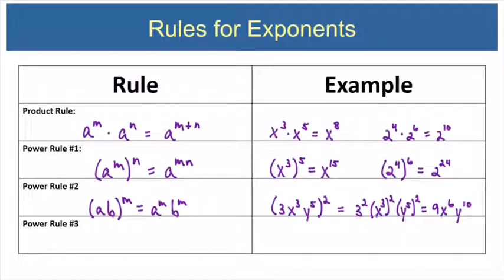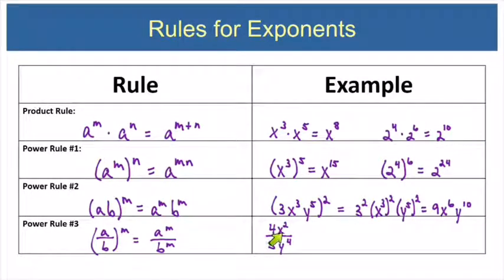And let's pick up power rule number 3 here. So instead of a multiplication, if you have a quotient, so you have a divided by b, and that's raised to a power, you can apply this outside power to both the top and the bottom. So that would be a to the m over b to the m. And here is an example of that.